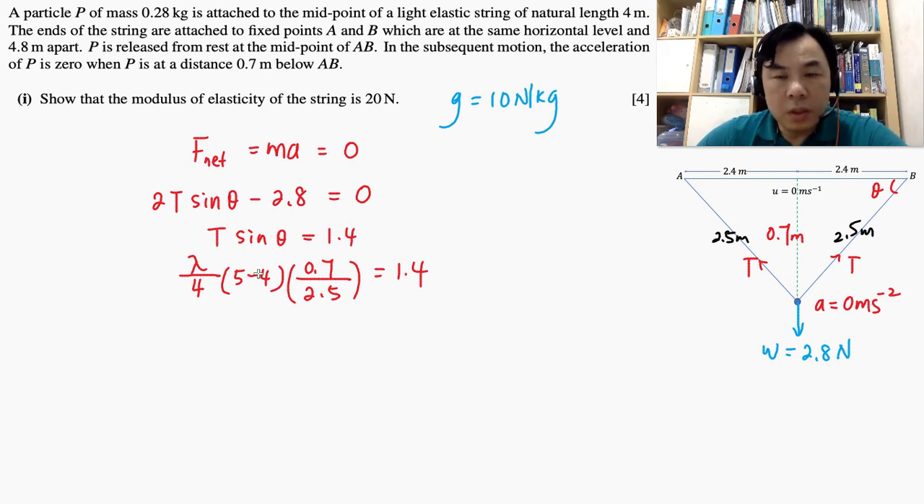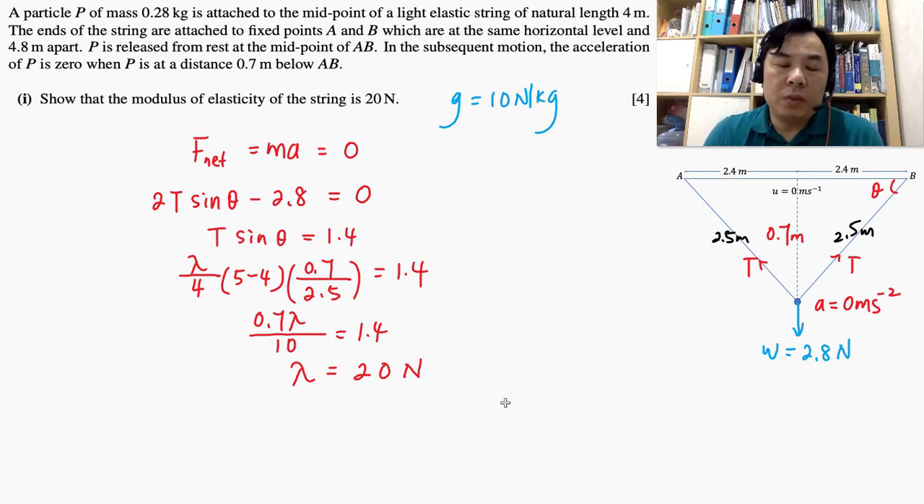And then from here onwards, the calculations should be quite simple to handle with a calculator, I would say. Okay, so that will be like 1.4 here. All right, and then therefore, you can see that lambda is actually 14.7 over... Therefore, we have successfully proven that the modulus of elasticity is equal to 20 newton. All right. Now, that is that simple using Newton's second law. But I wouldn't say that we can't use conservation of energy, and I'm going to present to you how to use conservation of energy in this case.